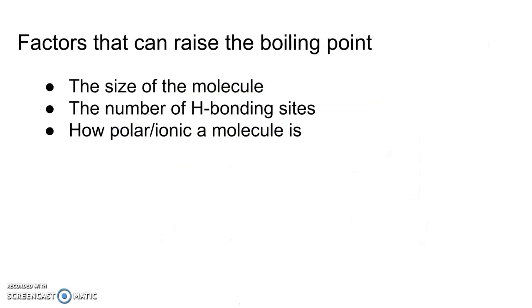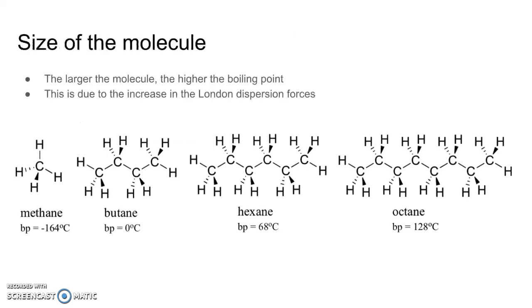Okay, so I'm going to talk just about the boiling point, but be aware this also applies to the melting point. There's three things: the size of the molecule, the number of hydrogen bonding sites, and then really how polar or ionic a molecule is. So the size of the molecule. The larger the molecule, the higher the boiling point. It's really just due to an increase in the London dispersion forces. If I have a larger molecule, then I have more of an ability to do a bunch of those temporary dipoles all over the molecule.